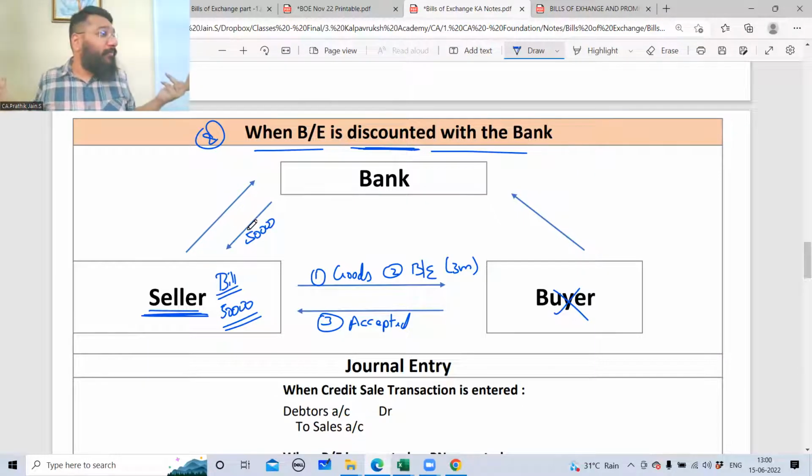The seller is super happy. Like, okay, come, give money. But the banker is telling, wait, the game is not over. I am not giving you the full 50,000 rupees. I will give you 49,500.